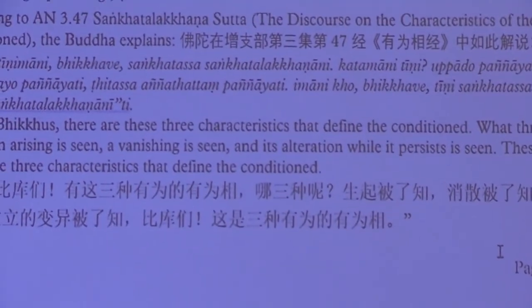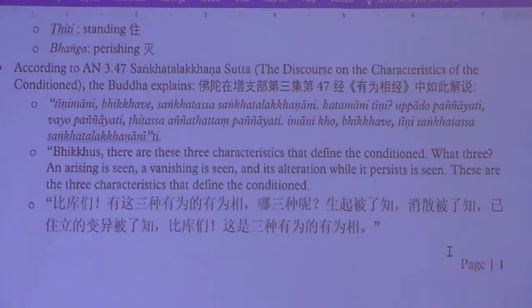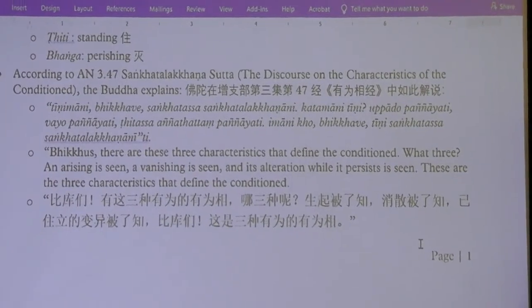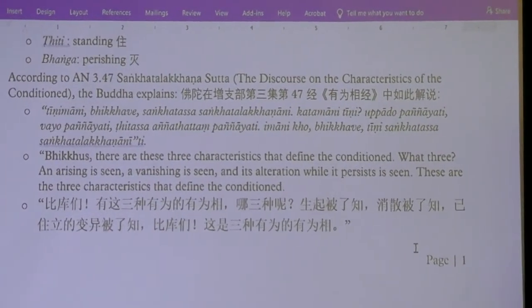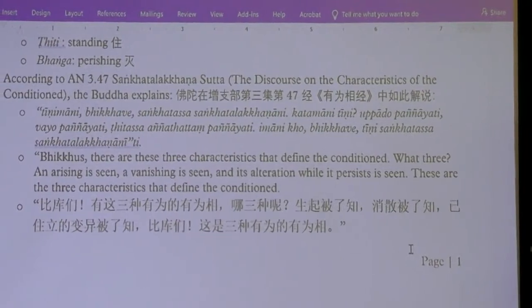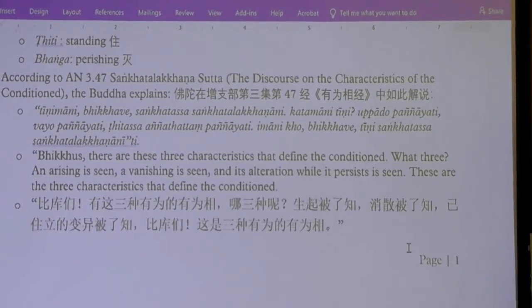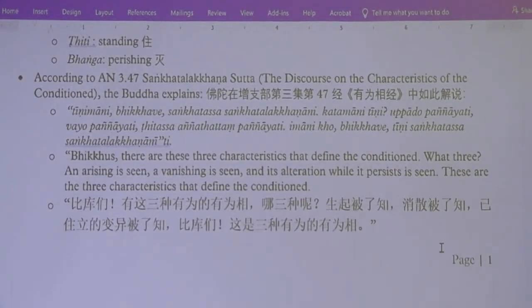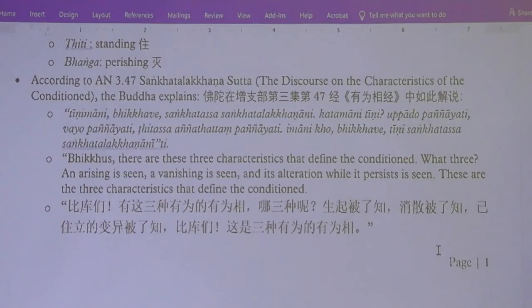Now, according to one sutta in the Anguttara Nikaya, there are 3 sub-mind movements for the formation of mentality, nama sankhara, and in the same way for the formation of materiality, rupa sankhara. Tinimani bhikkhave sankatassa sankata lakkanani. There are 3 characteristics of conditioned things. What are the 3? Uppado panyayati, vayo panyayati, titatta anyatattam panyayati.